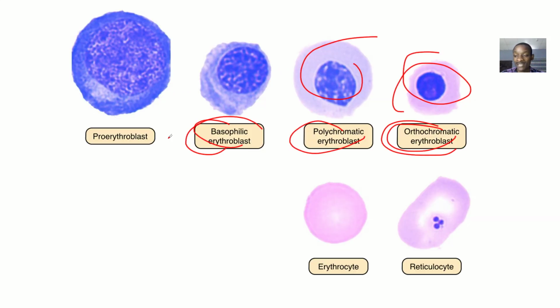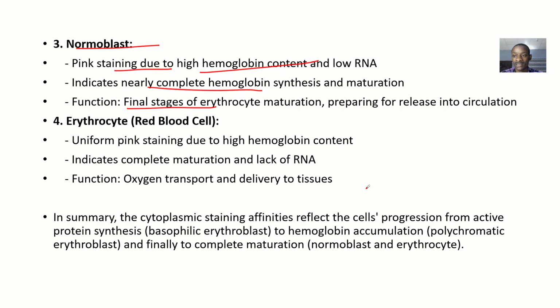Then the last one, which is the mature red blood cell, known as the erythrocyte. It's completely pink. This has a uniform pink staining due to high hemoglobin content. This indicates complete maturation and lack of RNA. Function: since it has hemoglobin, what is the function of hemoglobin? Transport of oxygen. So oxygen transport and delivery to tissues is quite high at this stage.